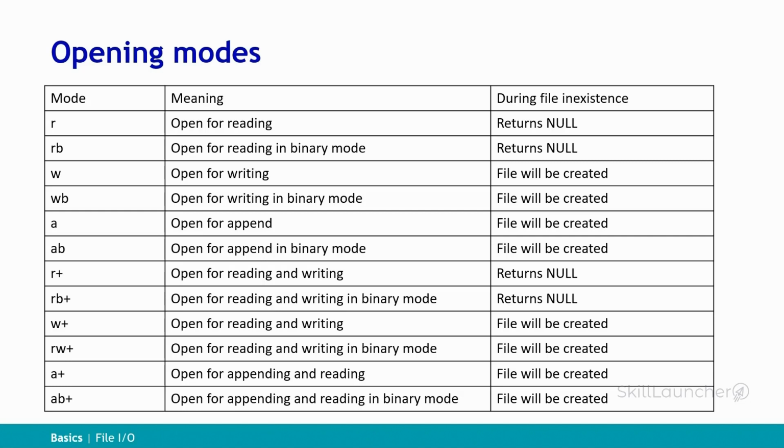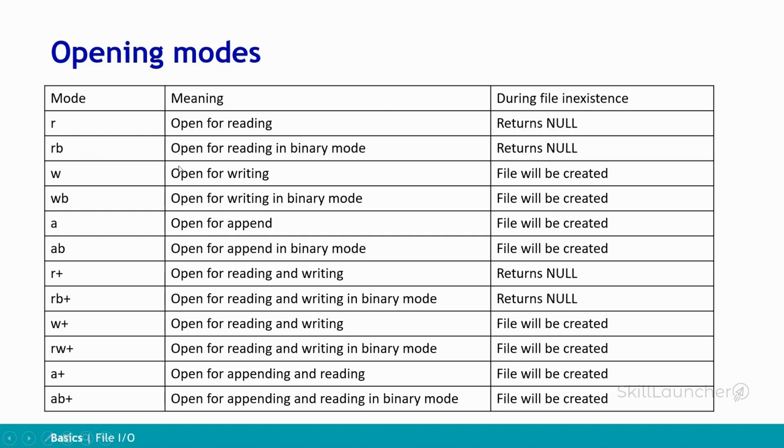Opening mode means a mode in which a file will be opened. Let's say if I specify the mode as r, that means the file I will be opening can only be used for reading purposes. We cannot write into the file. So if we need to read data from the file, we open it in a mode named r. When the file does not exist in a folder, it returns a null pointer.